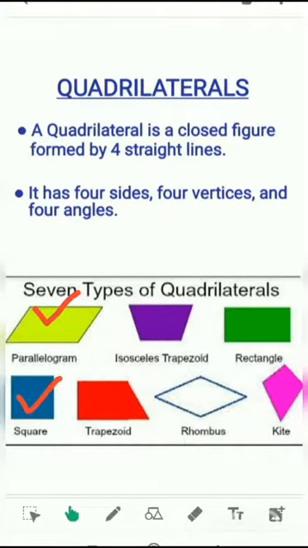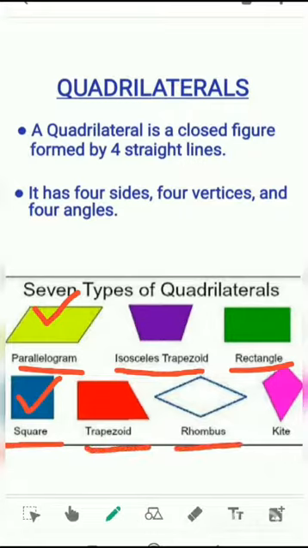Therefore, the different types of quadrilaterals are isosceles trapezoid, parallelogram, rectangle, square, trapezoid, rhombus, and kite.